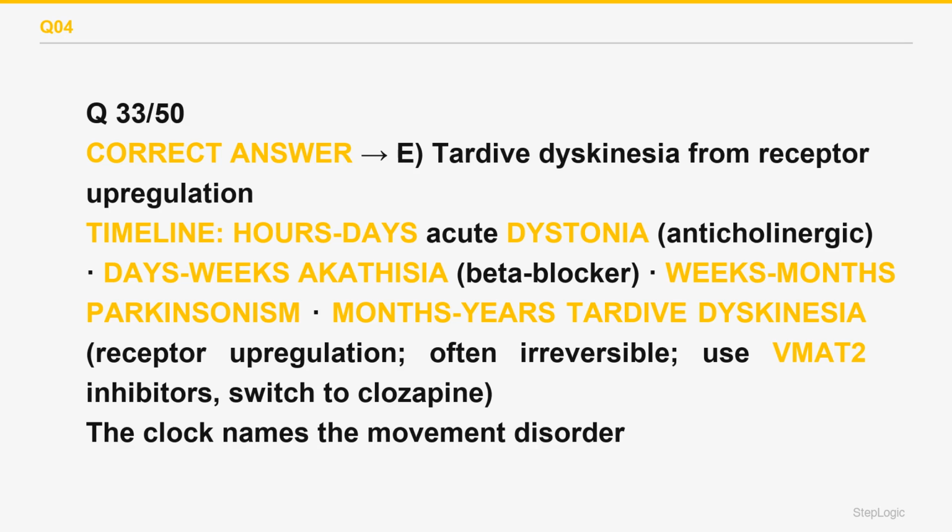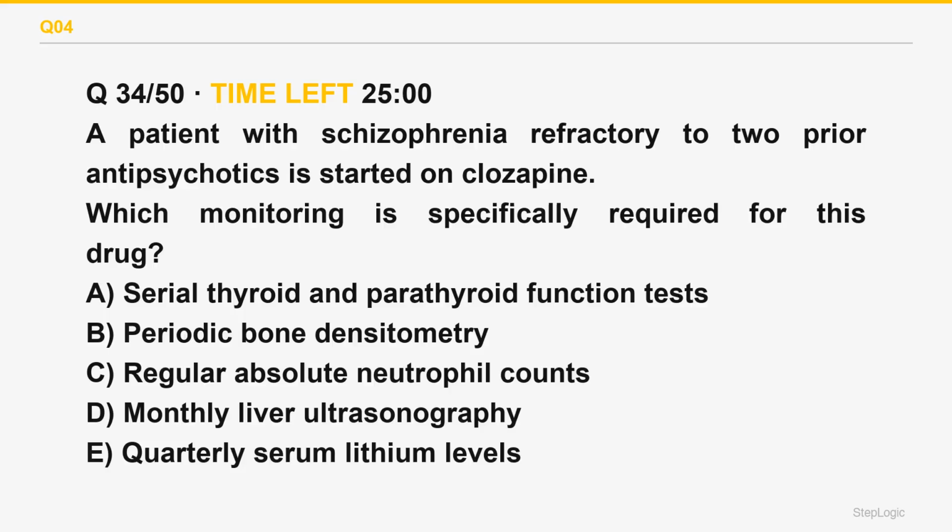Management is to reduce or switch the antipsychotic. Clozapine carries the lowest risk, and consider a VMAT2 inhibitor such as valbenazine. Unlike the earlier extrapyramidal effects, tardive dyskinesia is often irreversible, which is why early recognition matters. If you see involuntary orofacial movements after years of antipsychotic use, think tardive dyskinesia.